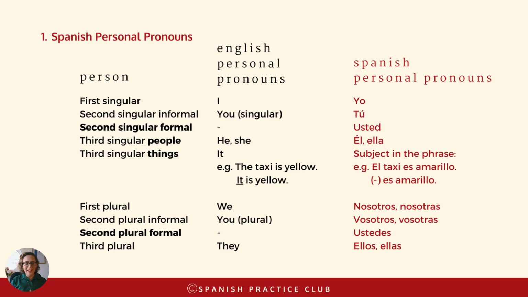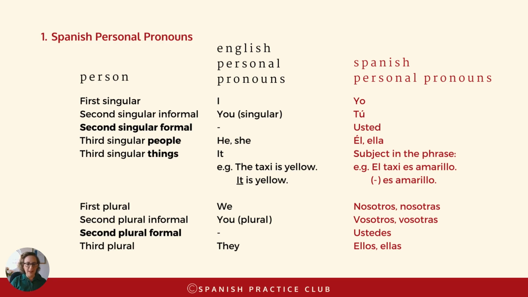For the plurals, the equivalent of we in English, we have nosotros if we are all masculine. So if the group that we are talking about is all males, it will be nosotros. If they are all female, it will be nosotras. And if the group is mixed, then the Spanish language defaults to the masculine. We would say nosotros.